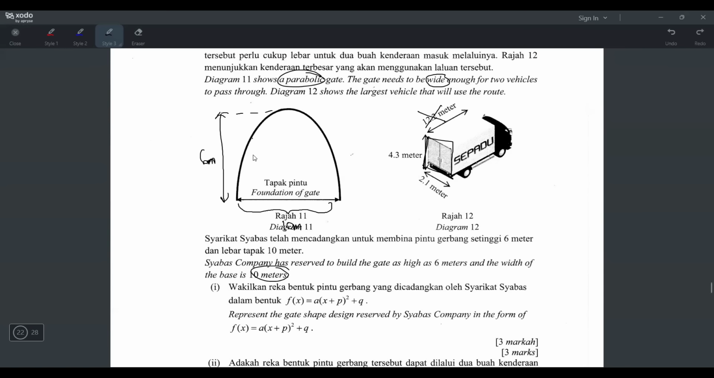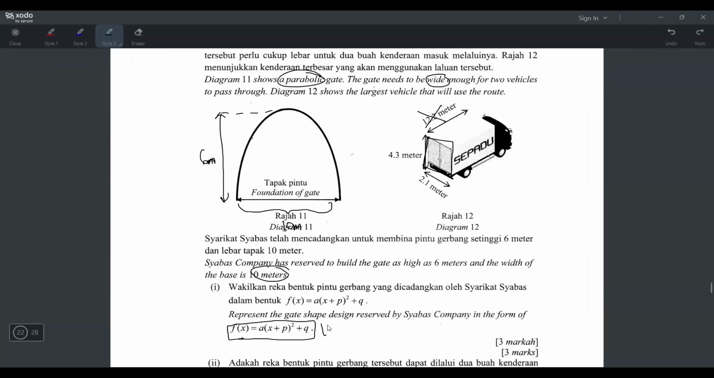But we don't know whether it's enough or not because I told you, right, the shape is a curve. This shape is a rectangle. So, yeah, it's hard to say whether enough or not. But let's see what they say. Number 1, represent the gate shape design reserved by Shaba's company in the form of f(x) equals a(x plus b) squared plus q.